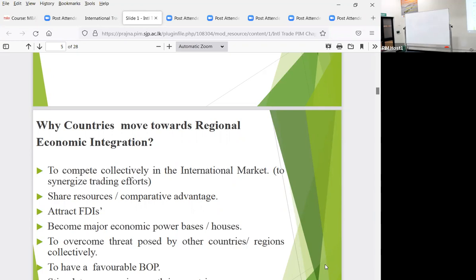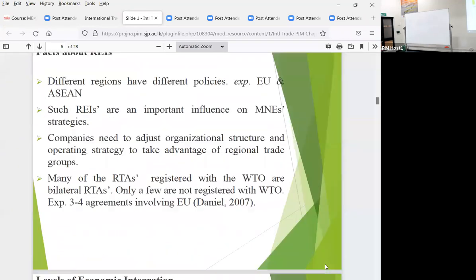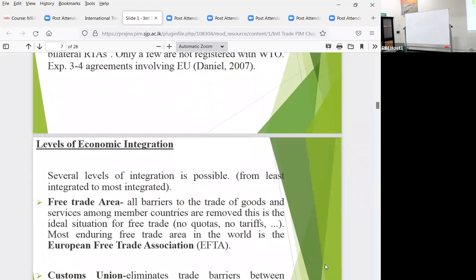Now, there are some levels of integration. As I told you, there are so many levels, right? Levels of integration. I think this is not clear, right? The first one is the very basic one. That is only free trade area. That is where we are today, right? So free trade area is the least integration that can ever happen.